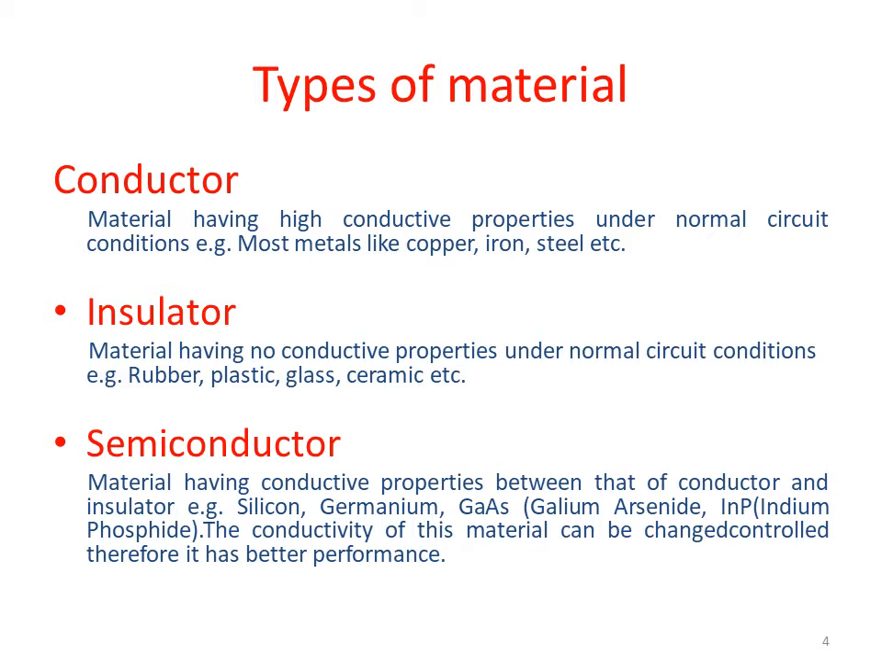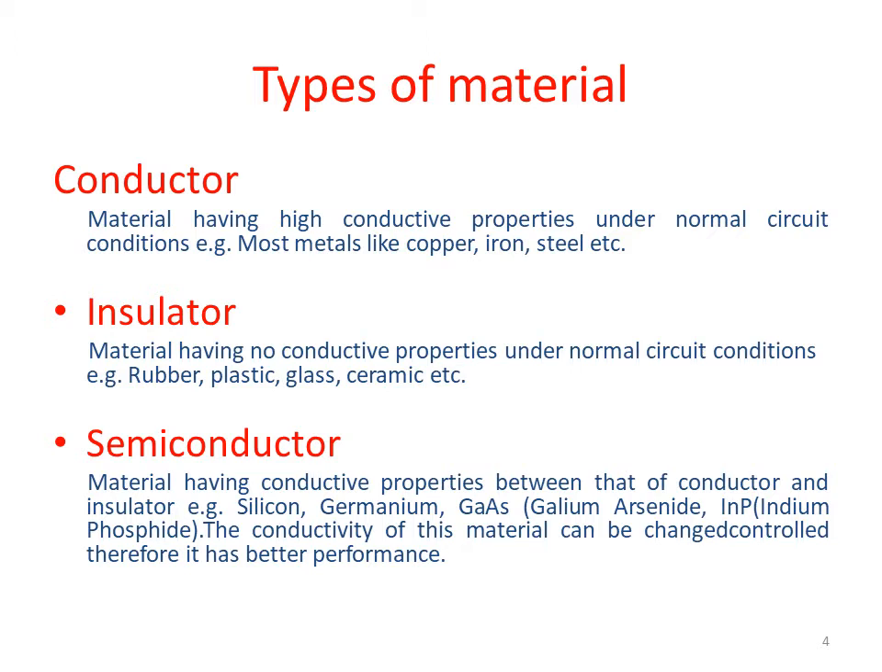In very simple terms, the conductive properties of semiconductor materials can be tailored, can be altered with the help of a process called doping that we will be discussing shortly. Examples of semiconductor materials with single elements are silicon and germanium, and compound semiconductors include gallium arsenide and indium phosphide.